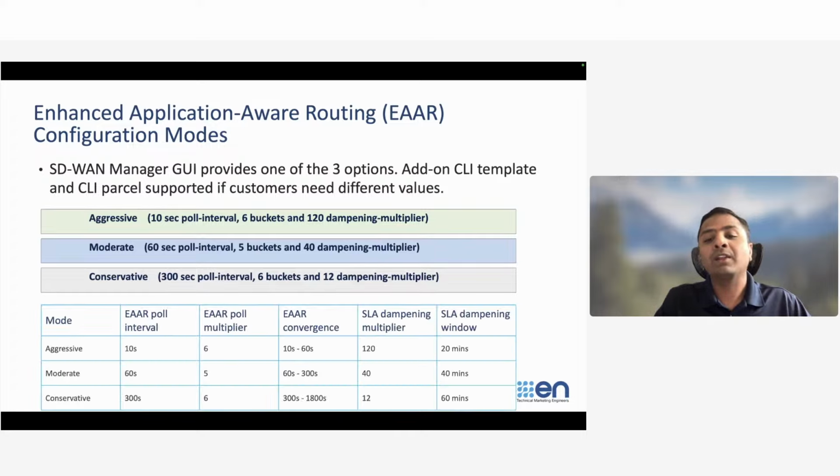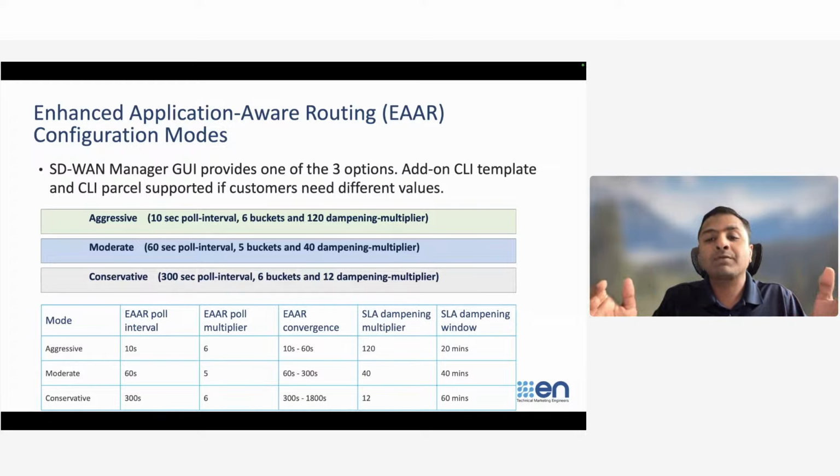And these are the inner details as shown in this table. The idea is we have abstracted them, so whenever you see these options, these things are happening under the hood. But if you are really interested in the poll intervals, the multiplier, the dampening multiplier and the dampening window, you can see that in this table. The dampening window is going to be 20 minutes for aggressive. The way we calculate that is by the dampening multiplier times the poll interval, which is 10 seconds. 120 times 10 seconds is 1200 seconds, which equates to 20 minutes.